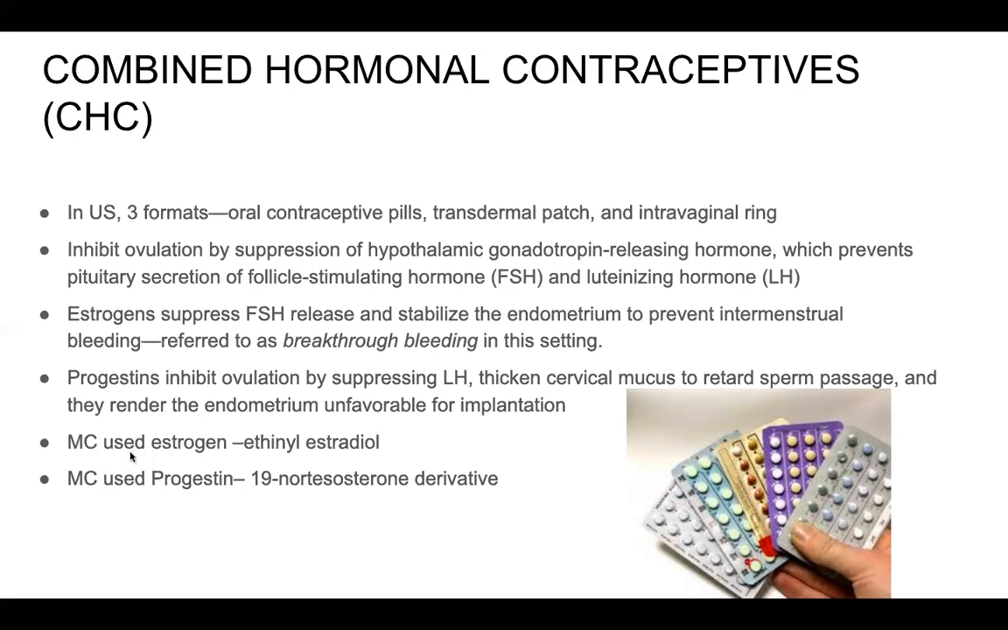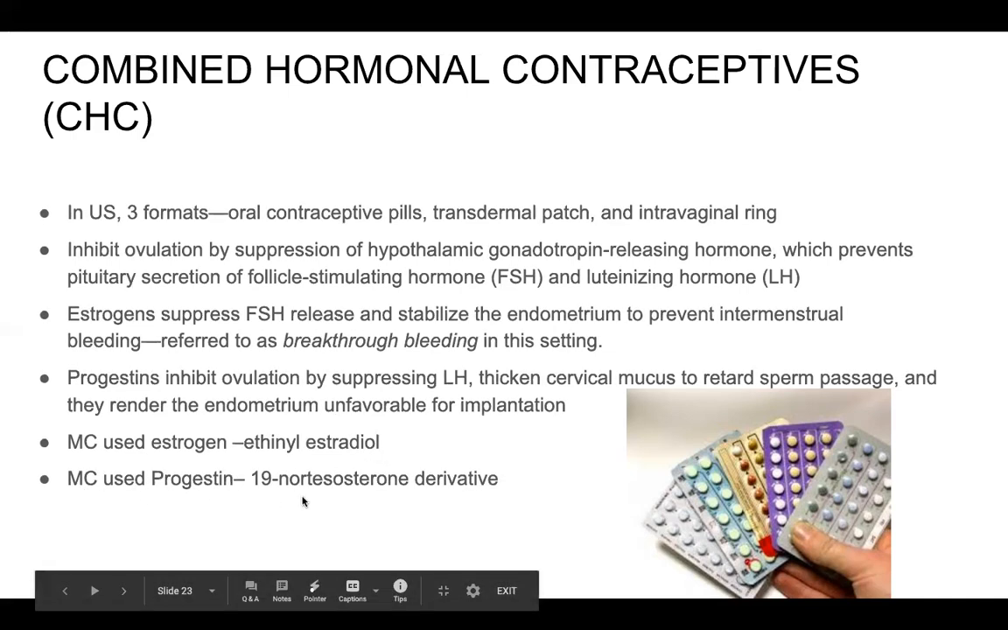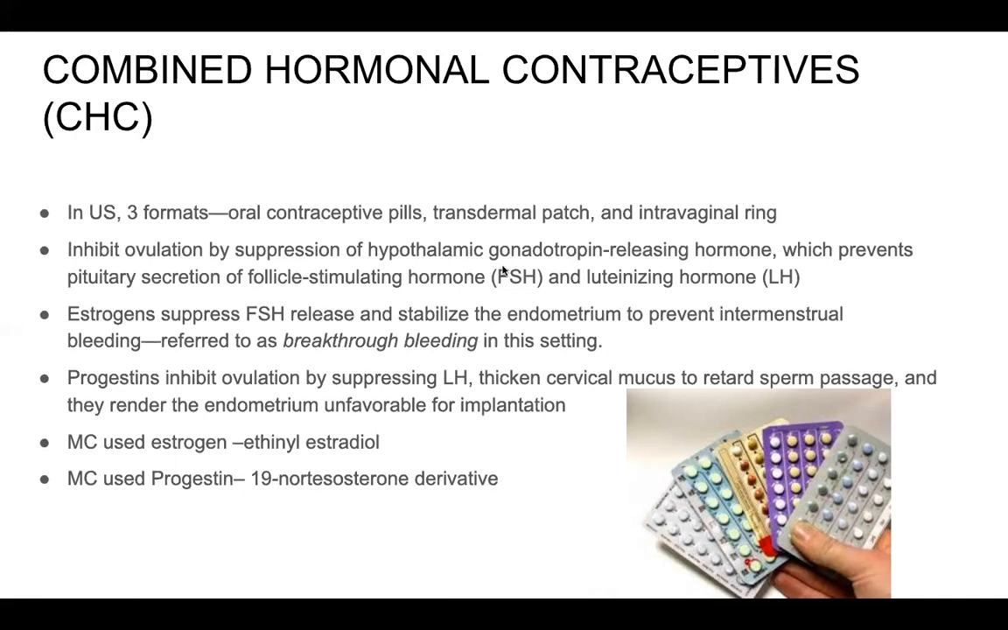The most commonly used estrogen in combined hormonal contraceptives is ethinyl estradiol. And the most commonly used progestin is this 19-nortestosterone derivative. So we'll go into a lot of detail about these.